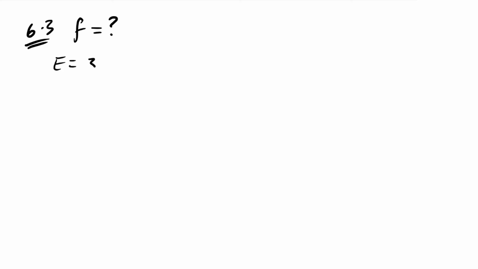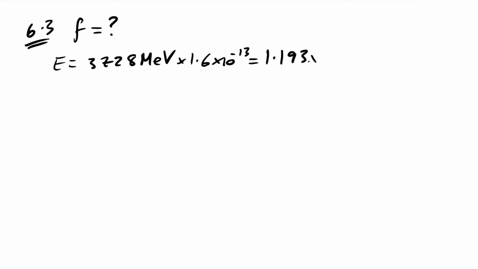Minimum frequency means we assume that there's no kinetic energy going in with the 2 annihilating particles, so we just have our rest energy going in. So let's find out what the rest energy is. We take our 3,728 mega electron volts times by 1.6 times 10 to the minus 13, because it's mega electron volts. That gives us 1.193 times 10 to the minus 9 joules.